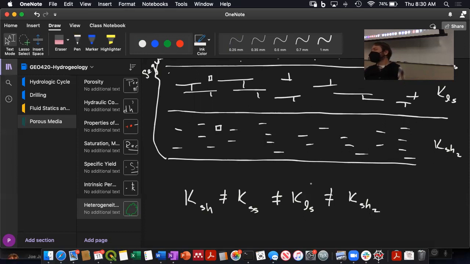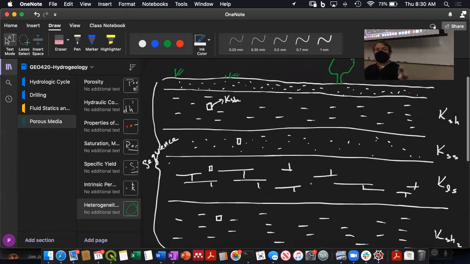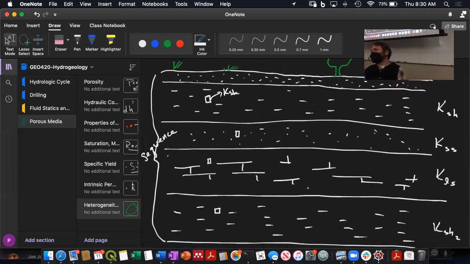Why? What controls hydraulic conductivity? Okay, pore throat radius is what controls it, but that's related to grain size, right? So which of these materials has the smallest grain size? Yeah, it kind of depends on what we call a grain of limestone, because that kind of doesn't make sense. But yeah, shale, agreed. Smallest sediment size. Limestone kind of doesn't even have a grain size. It's a crystalline material, right?